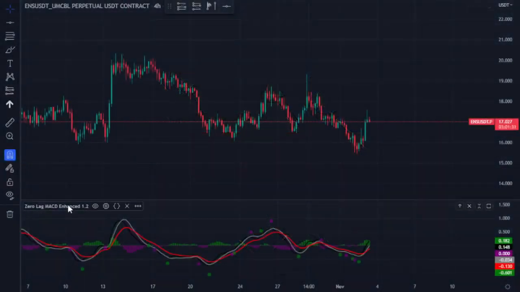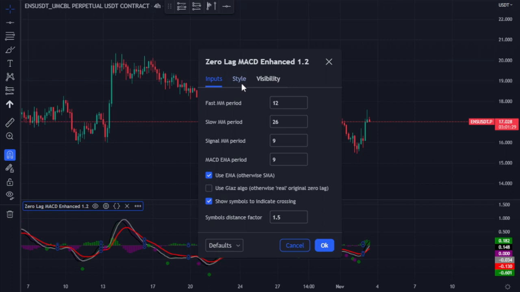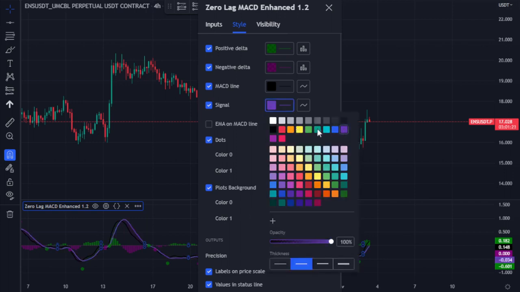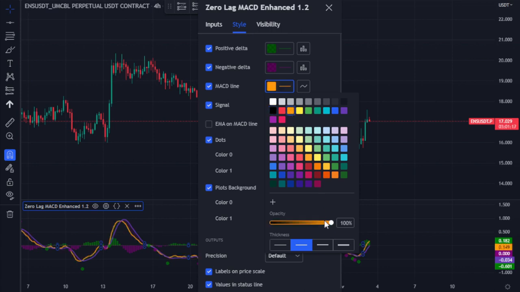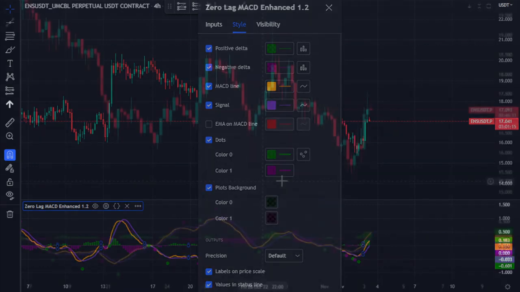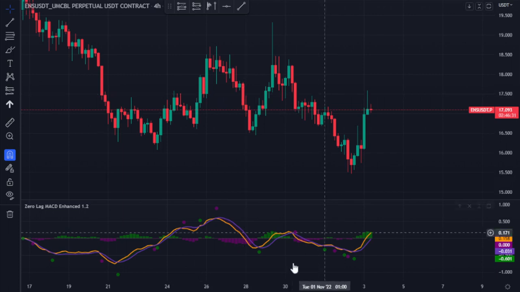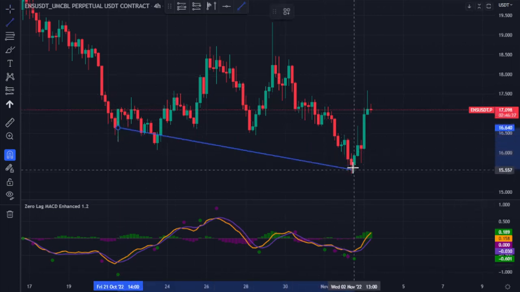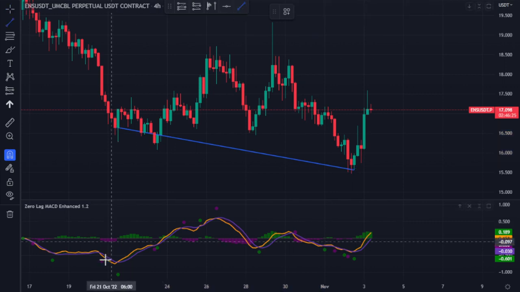Before continuing, I would like to make some adjustments to the indicator so that it looks much better. For this we disable EMA on MACD line and make signal and MACD line more visible. So, once we have the indicator ready, we see that with this indicator you can also have clear divergences and convergences for your strategy.